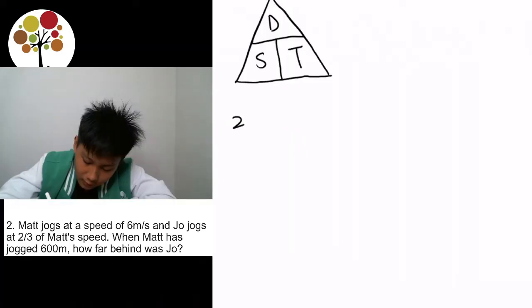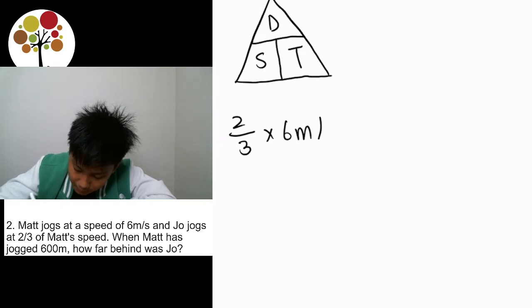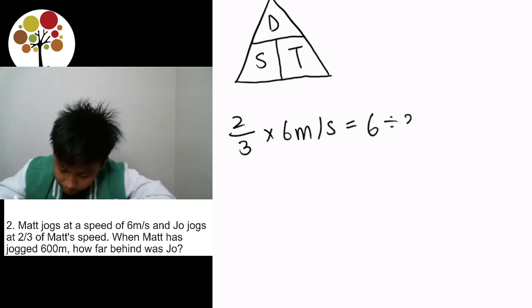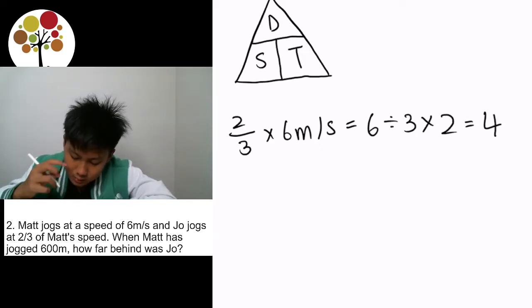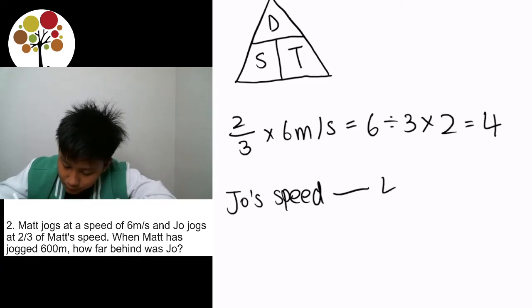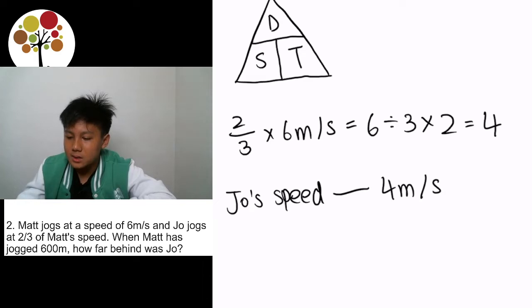So 2/3 times 6 meters per second is basically equal to 6 divided by 3 times 2, which is equal to 4. So Joe's speed is 4 meters per second. So when Matt has jogged 600 meters, how far behind was Joe? So now we have the speed and the distance.